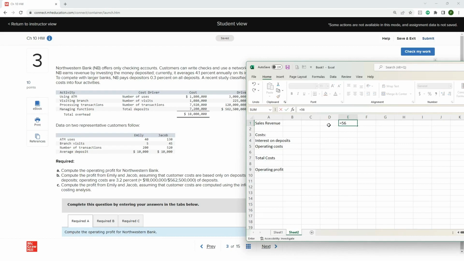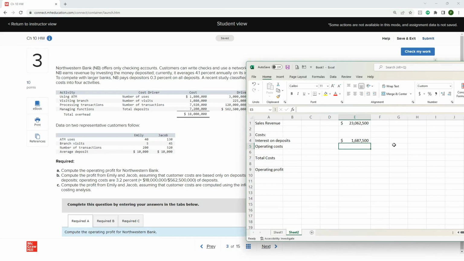In this case, it says that there were $562,500,000 in deposits. We're going to multiply that by 4.1%, that's 0.041, and that's how much revenue the bank gets. So the bank's revenue is $23,062,500. Now remember, the bank is going to pay on the money that it lent out. So we're going to do $562,500,000, and the interest it pays is 0.3%, so that's 0.003. So the bank paid out $1,687,500 in interest to its account holders.